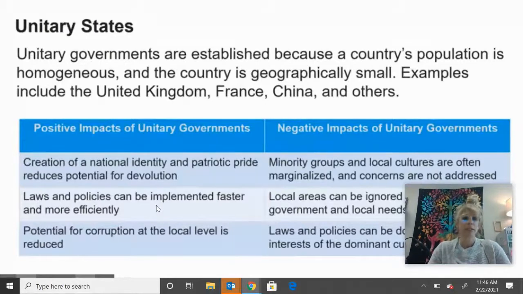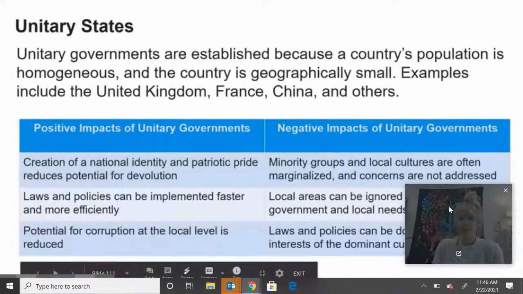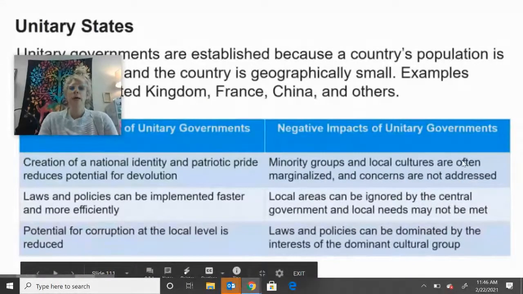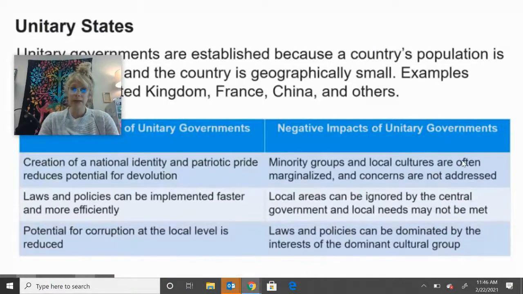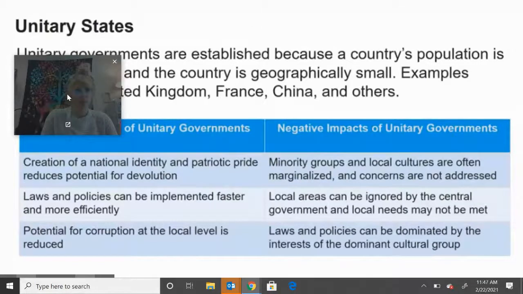So that's positive. Potential for corruption at the local level is reduced. If you just have one big unitary power at the top in your central government, you don't have a lot of opportunities for local governments to become corrupt. Okay, some negatives for a unitary state: if you do have any minority groups, they are often going to get marginalized. There might be a lot of prejudice. They'll even get ignored. And laws and policies can be dominated by a central group or a dominant group of people in a unitary state. Those are some negatives.